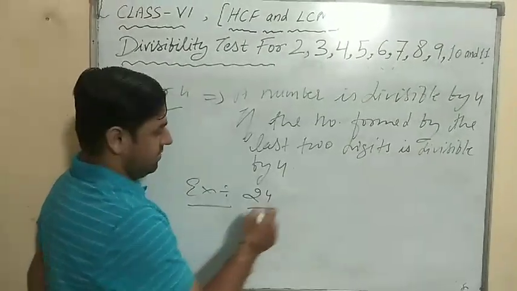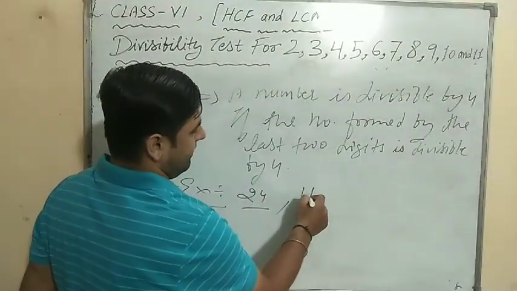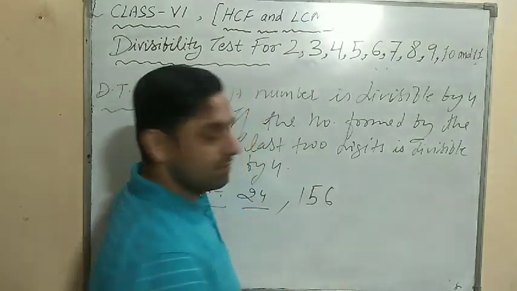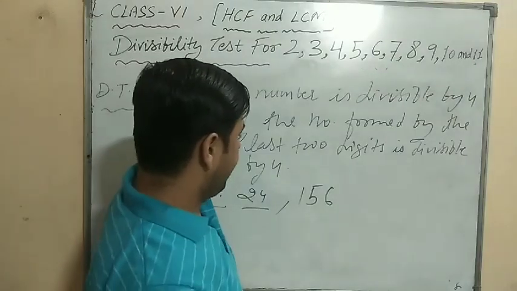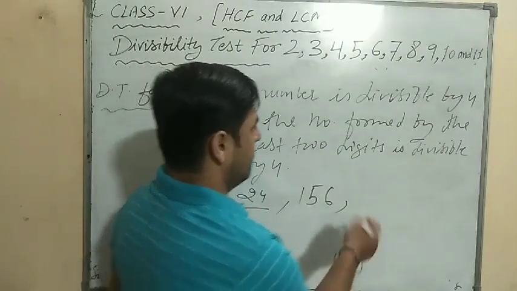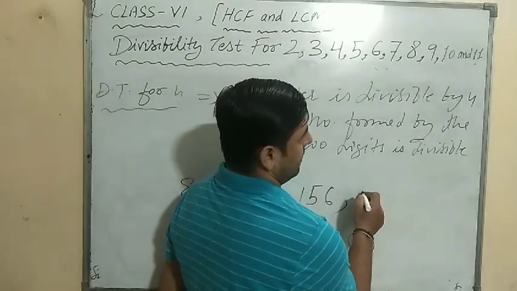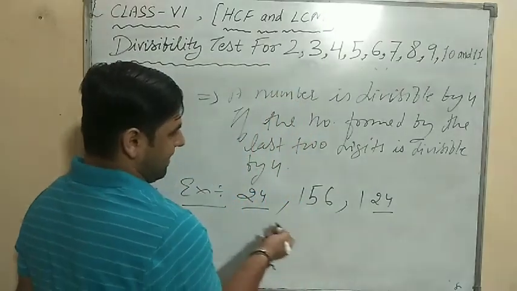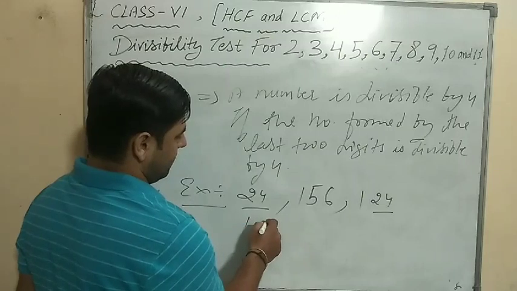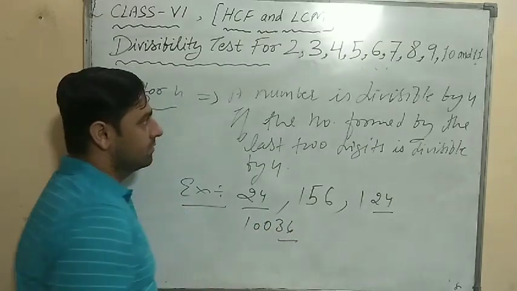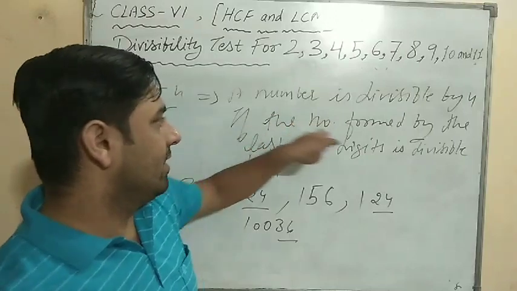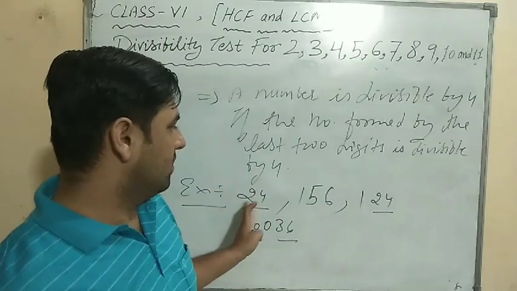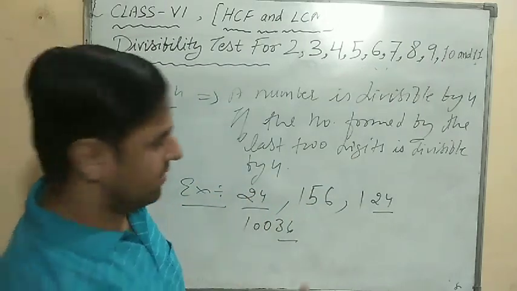24, 156, and next suppose 124, and one more example I am giving you, 10036. So a number is divisible by 4 if the number formed by the last two digits is divisible by 4. So you have to check the last two digits. Okay.